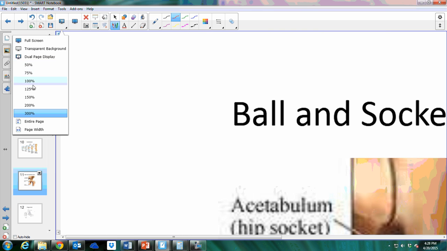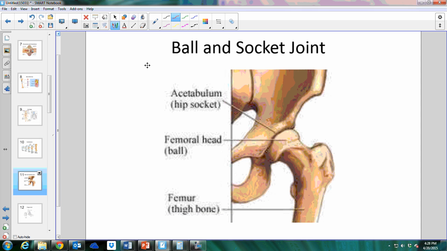Several different kinds of joints I want you to be familiar with. Most of them are very descriptive as to what they do. The ball and socket joint is literally one part is a ball and the other part is a socket, and it fits in. You see that here very plainly. And the hip joint is an example of a ball and socket joint, as is the shoulder joint.